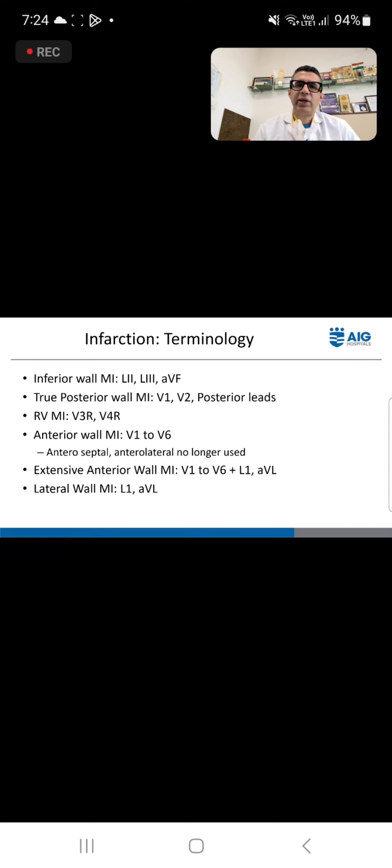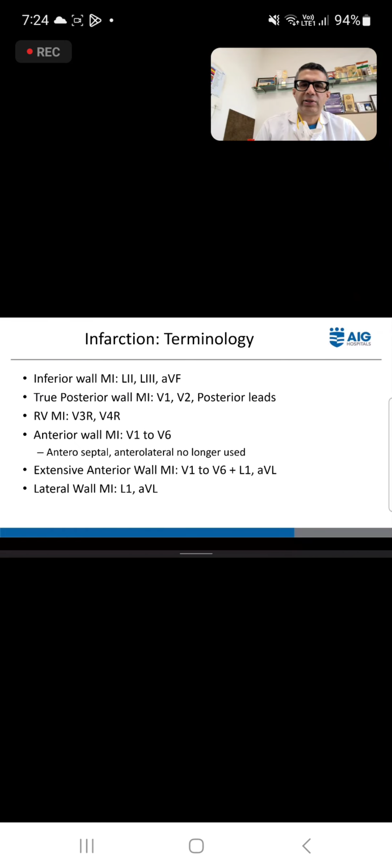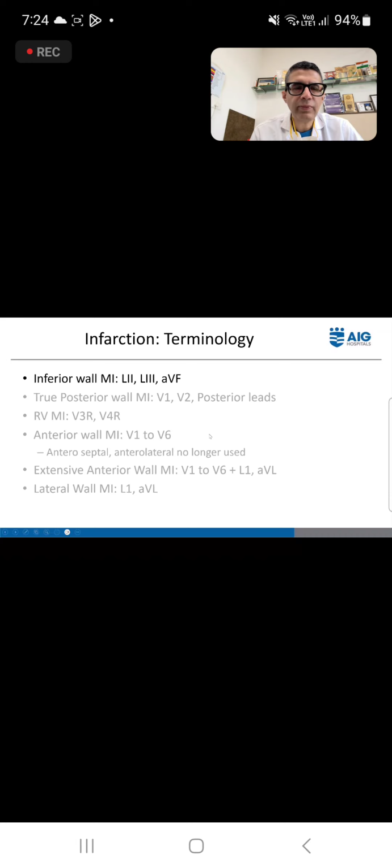And there only L1 and AVL will show ST elevations. If you are suspecting high lateral wall MI, V4, V5, V6, you take one space above. So suppose if it is here, you keep the leads about one space above, and you might be able to identify ST elevations in the high lateral wall MI. Okay, so those are the terminologies. Then you come to the localization.